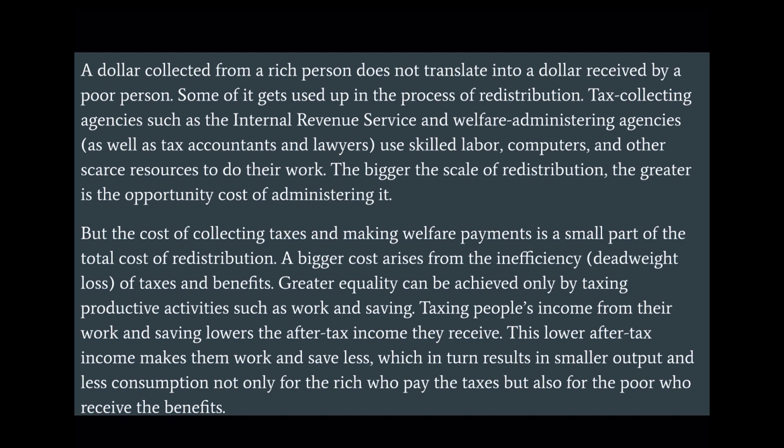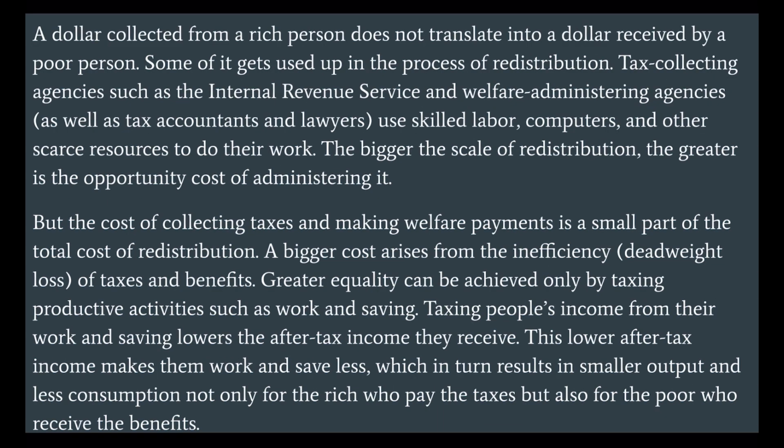The bigger the scale of redistribution, the greater is the opportunity cost of administering it. But the cost of collecting taxes and making welfare payments is a small part of the total cost of redistribution. A bigger cost arises from the inefficiency, deadweight loss of taxes and benefits. Greater equality can be achieved only by taxing productive activities such as work and saving. Taxing people's income from their work and saving lowers the after-tax income they receive. This lower after-tax income makes them work and save less, which in turn results in smaller output and less consumption, not only for the rich who pay taxes, also for the poor who receive the benefits.